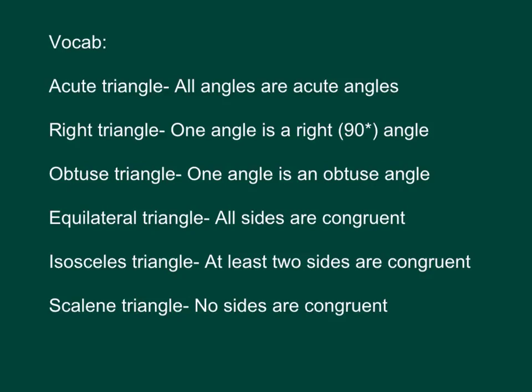We have acute triangle, where all the angles are acute angles. A right triangle, one angle is a right or 90-degree angle. Obtuse triangle is where one angle is an obtuse angle. Equilateral triangle is where all sides are congruent. Isosceles triangle has at least two sides that are congruent. And a scalene triangle has no sides that are congruent.